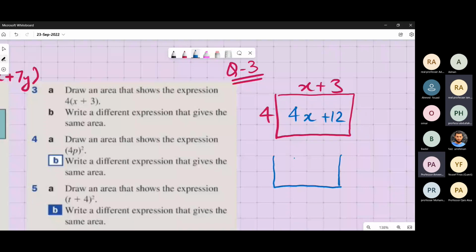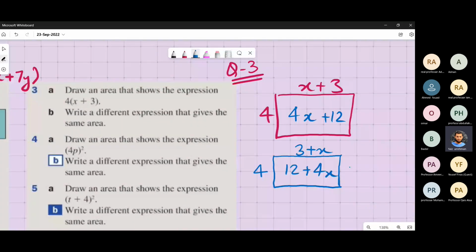I think no one can answer this one. Let me try. Mohammed Amir, let's then Abdullah Hamza. At the left, it will be still 4, but x plus 3 will be in a different order, and it will be 3 plus x. Oh, okay, this will also give the correct answer. You will get 12 plus 4x, which is the same as 4x plus 12.